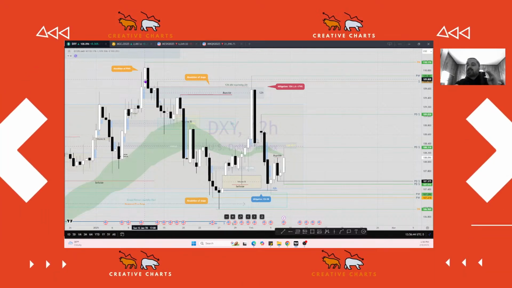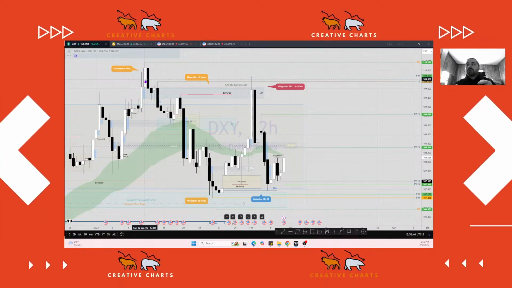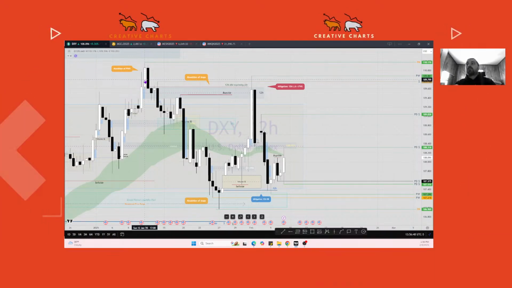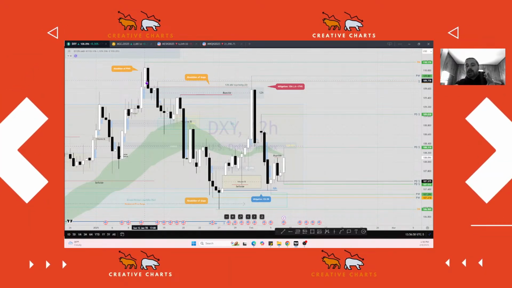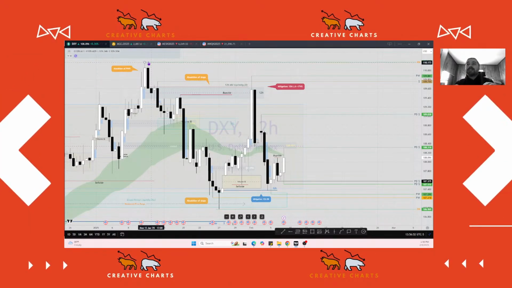I do not trade triple mitigations. So if it's a triple tap, if price were to come back into this candle a third time, I would assume that we would exceed this candle's high.